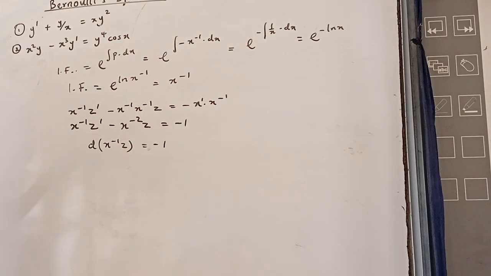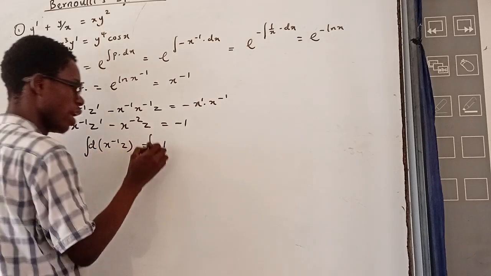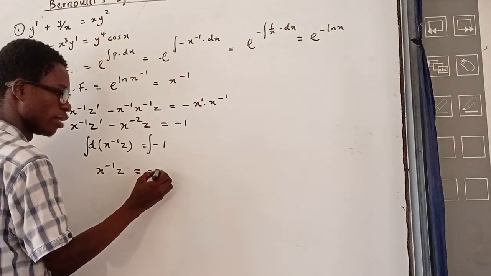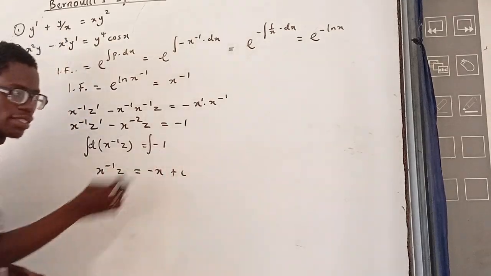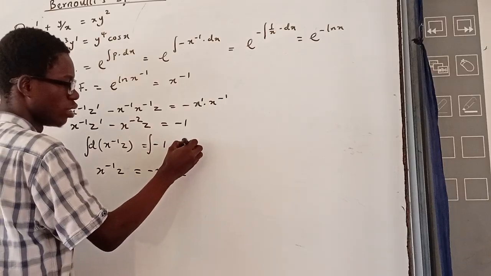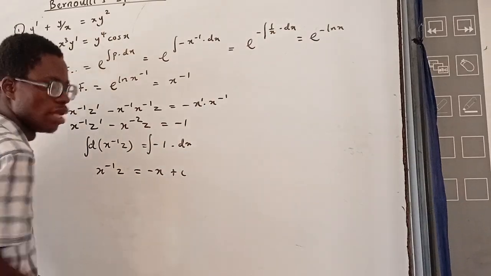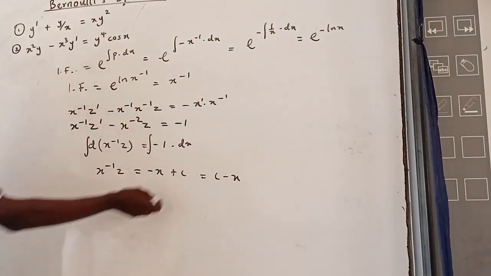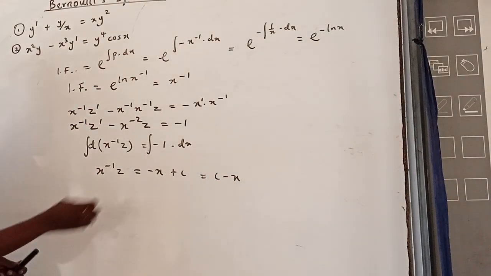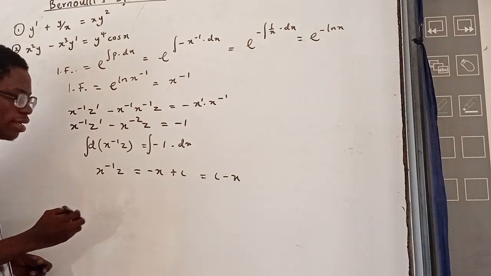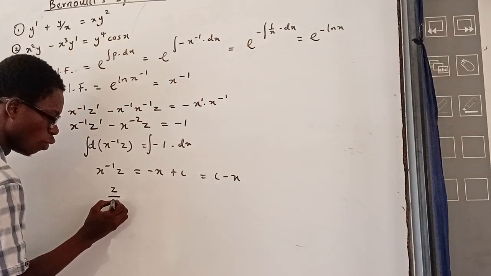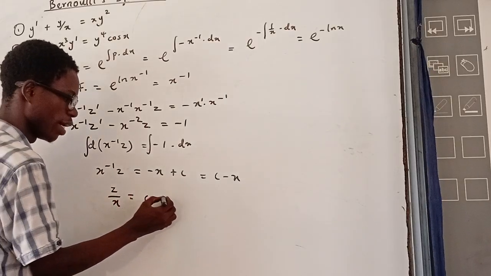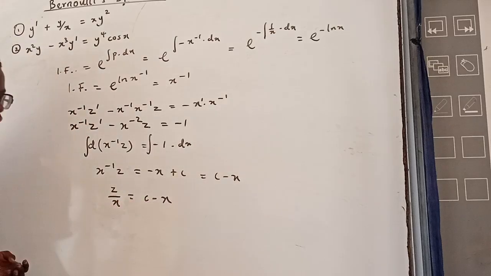So what do I do next? I integrate both sides with respect to x, which means x minus 1 z equals to minus x plus c. If you integrate minus 1 with respect to x, you get minus x plus c, or I can write it as c minus x. I just moved it. So now I make z the subject of the formula by multiplying through by x, or I should say z over x equals c minus x. So bring your c to the other side by multiplying through.